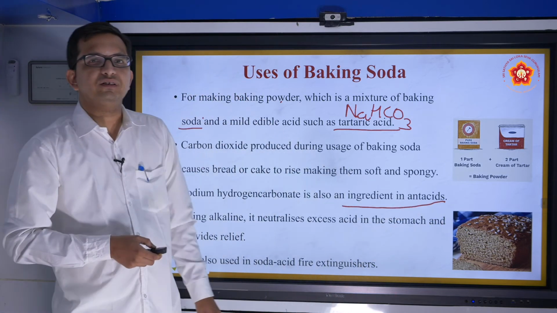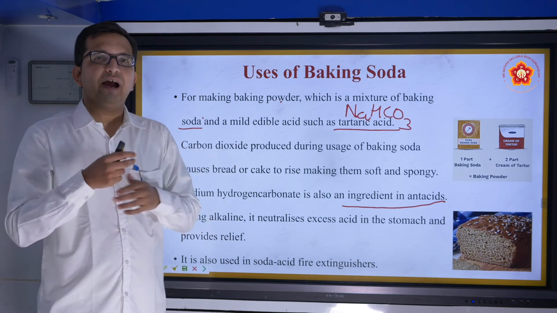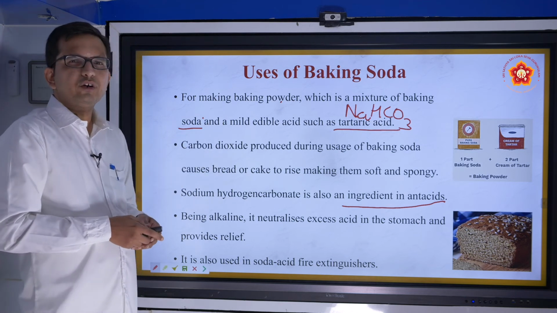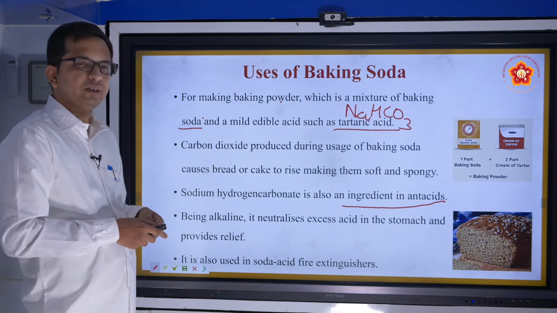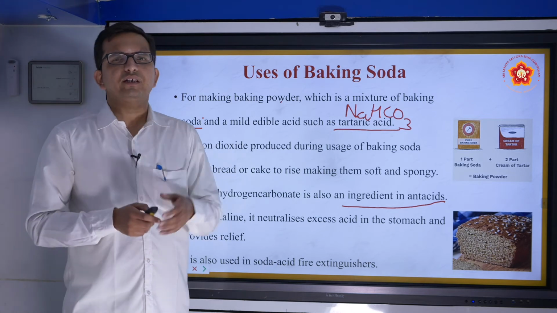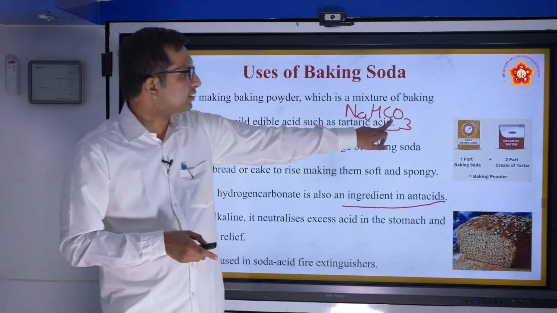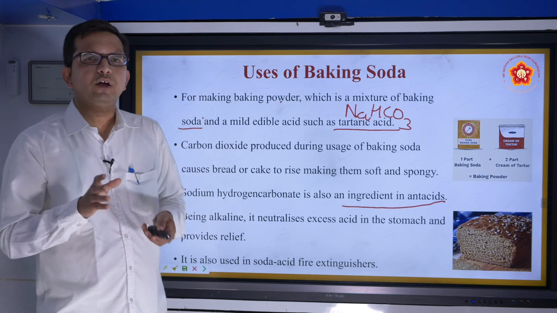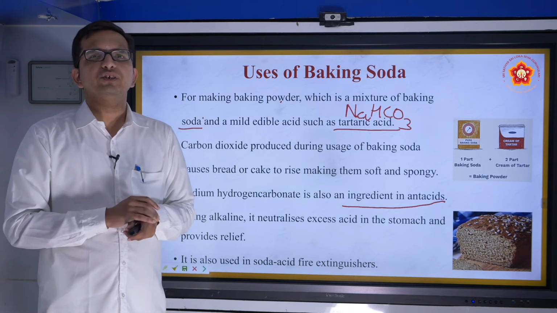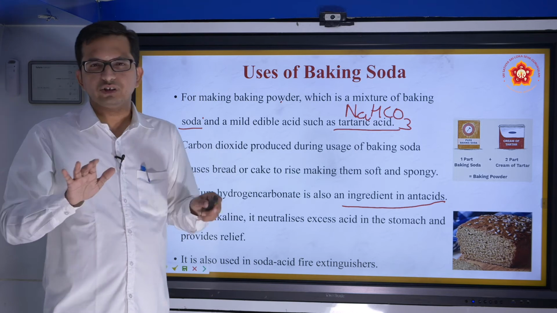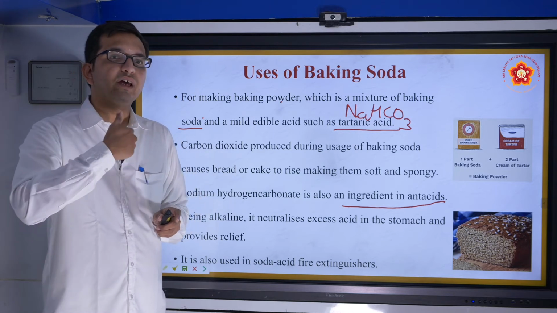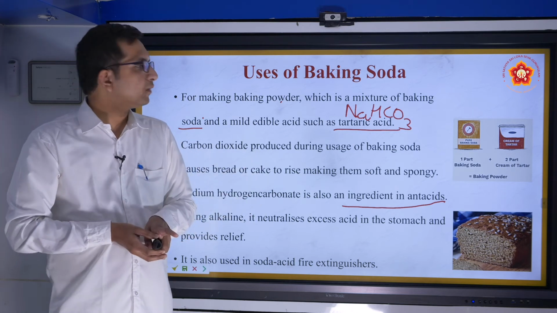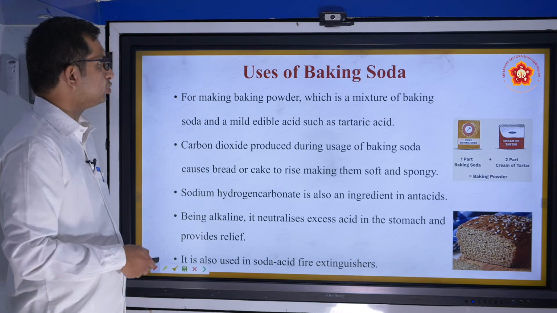What is an antacid? We have already studied something anti-acid, which acts against the action of acids. This is generally a neutral compound, alkaline of sorts, and you can also use it in fire extinguishers, because baking soda generates carbon dioxide, and we know very well that oxygen is the supporter of combustion, while carbon dioxide does not support combustion. So if somewhere fire has been lit, you can extinguish that fire. So this is about baking soda.